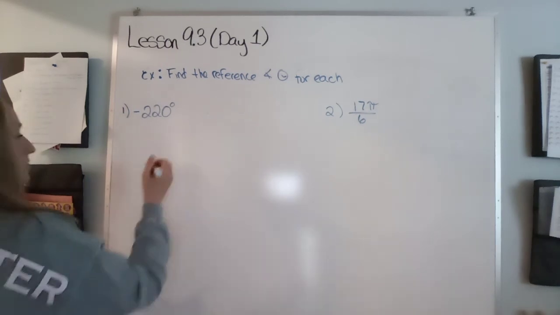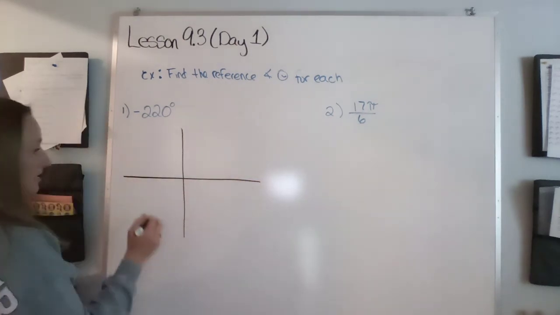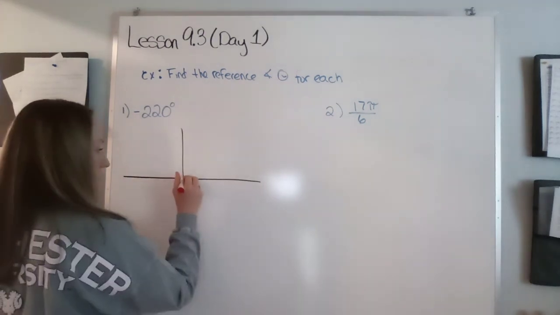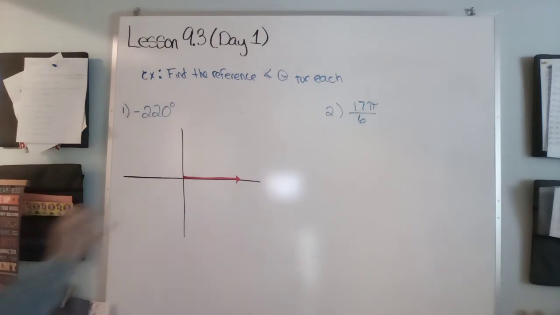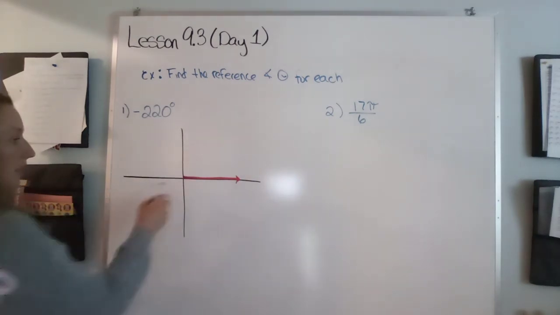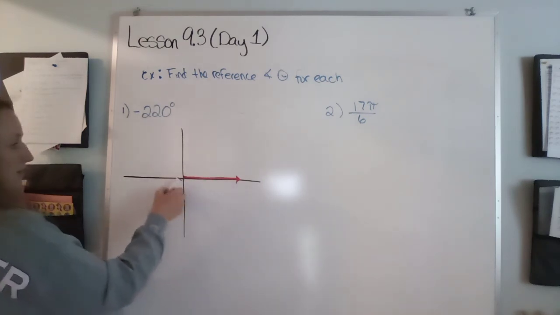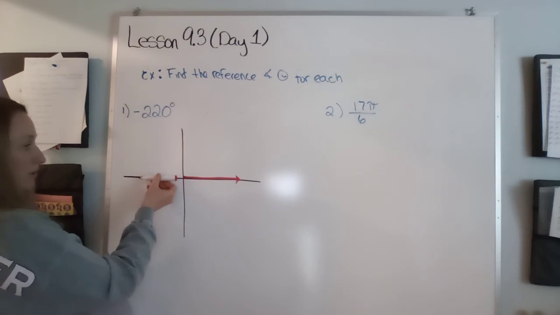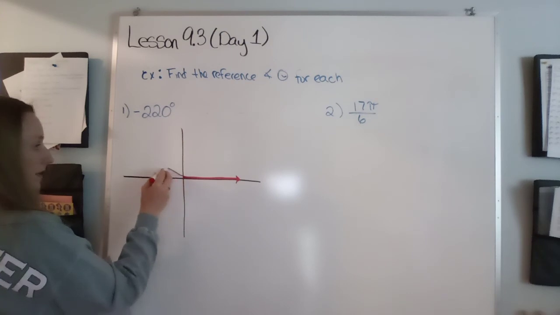So let's do the first one. If I sketch negative 220 degrees. Okay, so first off, the initial side is on that positive x-axis. And then the terminal side, which direction am I moving? Am I moving counterclockwise or clockwise? You'd be moving clockwise. Okay, if I rotate 90, 180, how much further do I have to go to get to 220? This is important, so think about how much further you have to go. If I'm at 180 and I want to go to 220, that's an extra 40 degrees. All right, so just approximately where would it be?